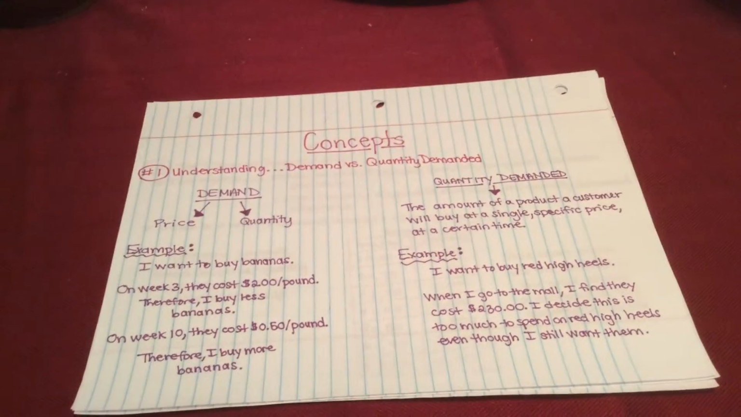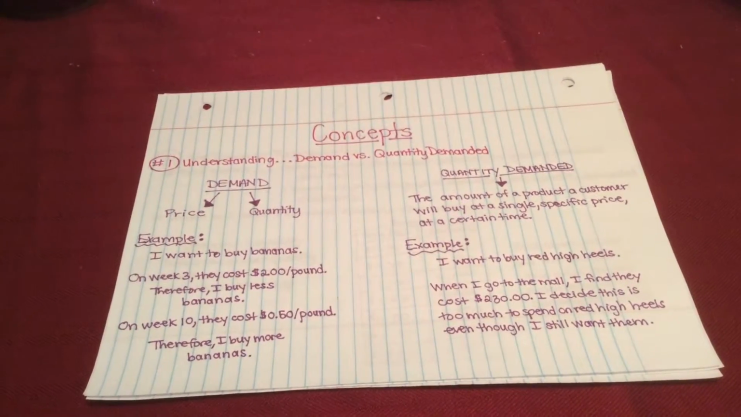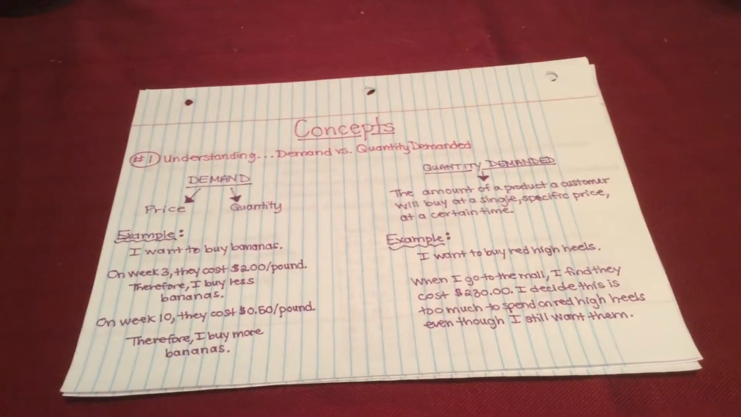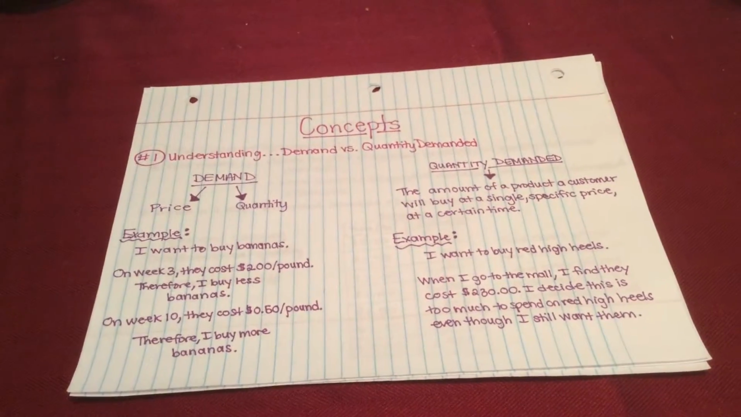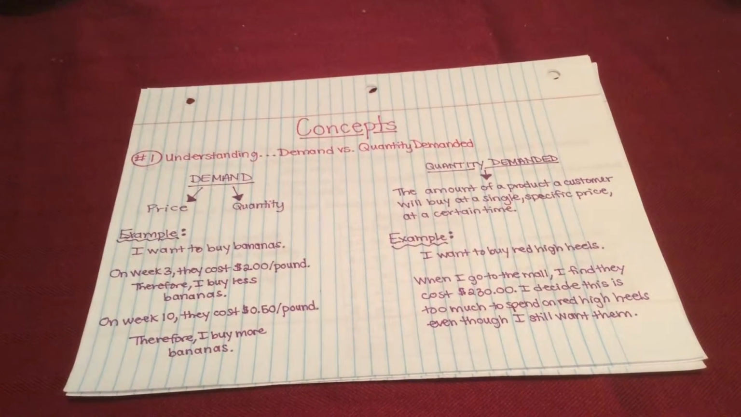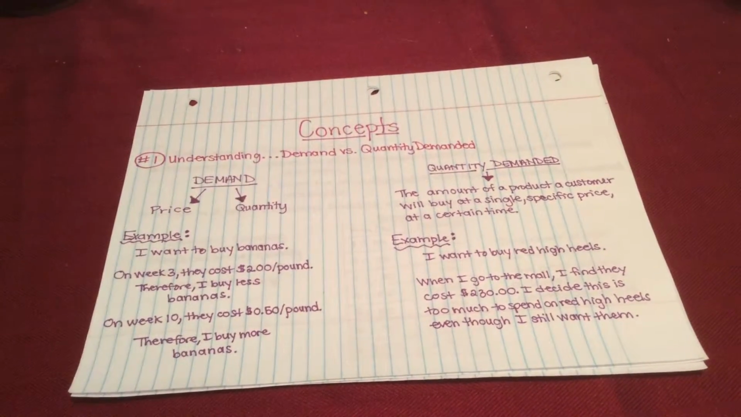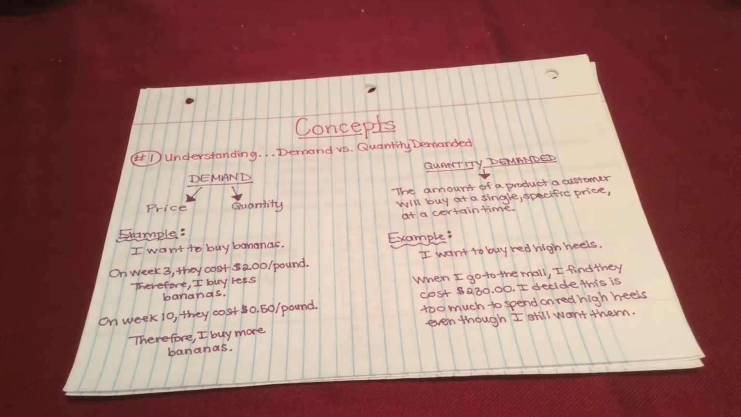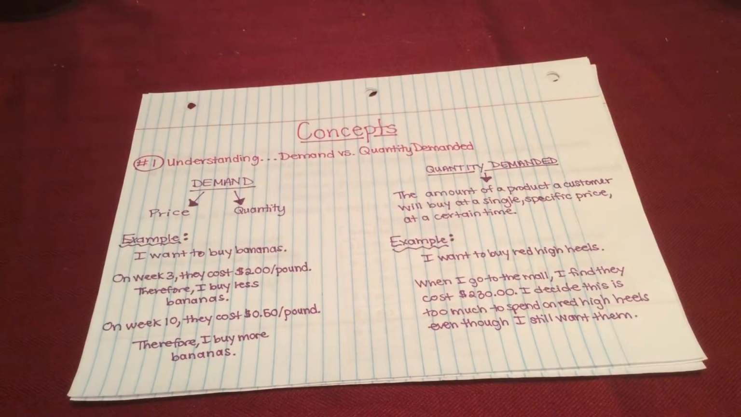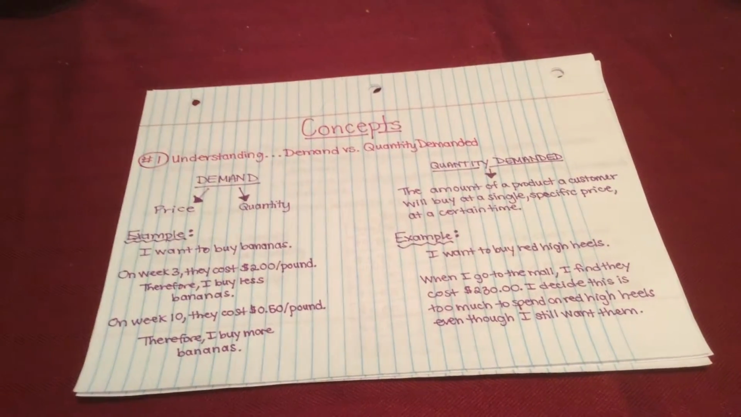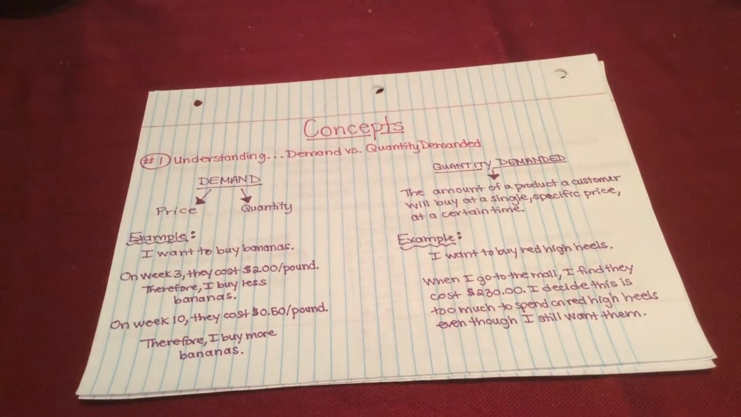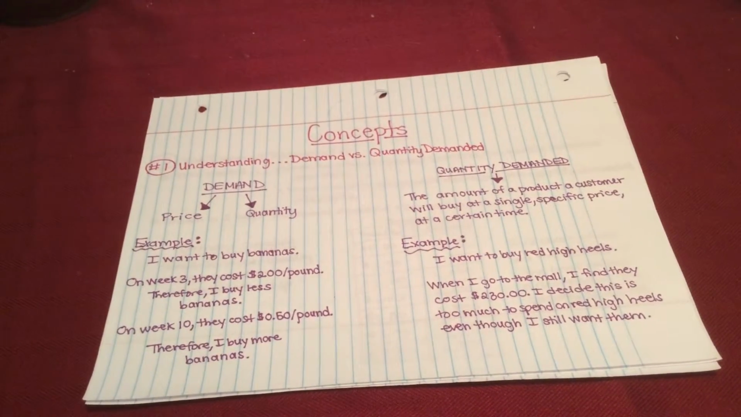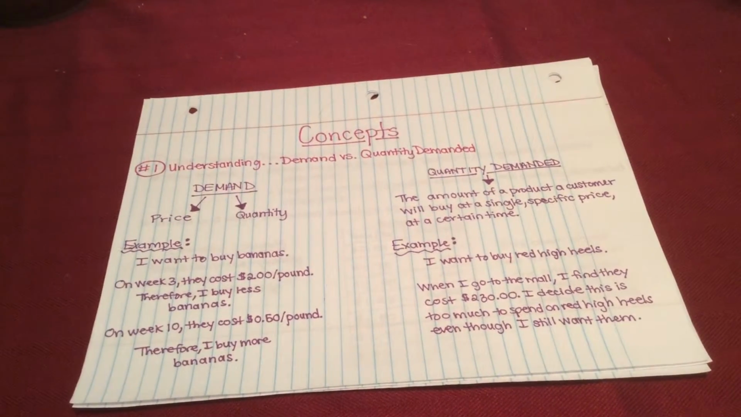Alright, we're on to our second part here, which is the concepts. It's basically understanding demand and quantity demanded, and what's the difference, really? Demand is a price and a quantity. An example of this would be that I'm going to go buy bananas. On week 3, they cost $2 a pound, so I'm going to buy less of them because it costs more per pound. Then on week 10, they cost 50 cents a pound, so I'm going to buy a lot more bananas because they cost less.